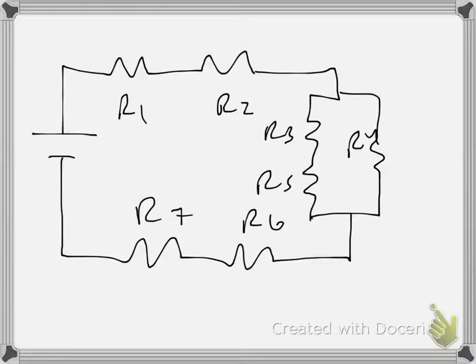Here are the values. I'm going to do the resistor values in blue. 1 ohm, 2 ohm, 1 ohm, 2 ohm, 3 ohm, and then 4 ohm, 5 ohm. So that is our value in ohms. Blue stands for resistance, which is ohms. I'm not putting the label because I'm trying to save space.